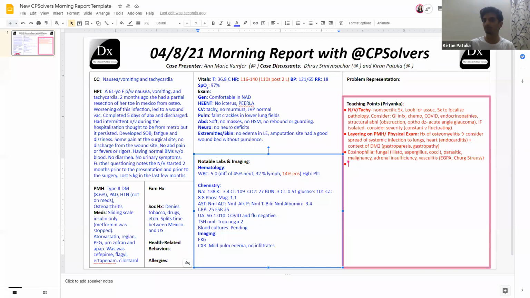Apart from that, I guess that's it. We have to figure out whether she has infections, and then secondly, whether her diabetes is contributing to nausea and vomiting, and finally, whether we have adrenal insufficiency or something like that. So yeah, Ravi, now what can we do here?